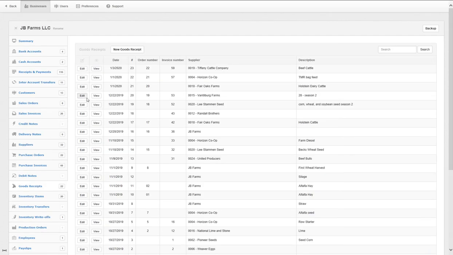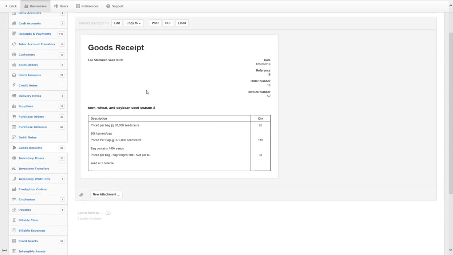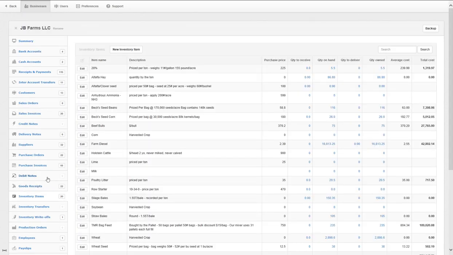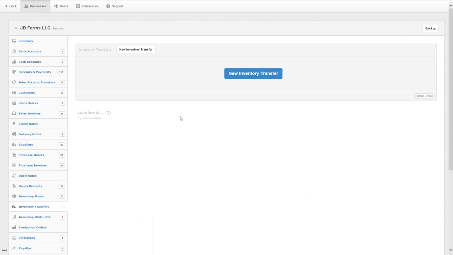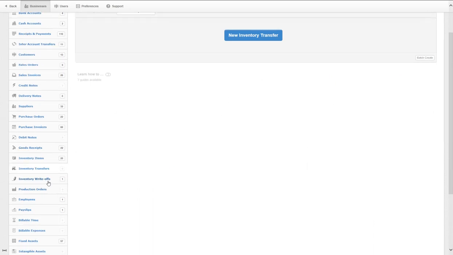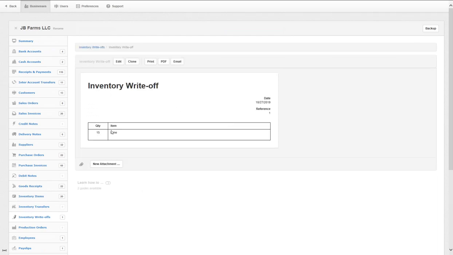Goods receipt, here we go. So this is where I would have received, yep, right there it is, order number 18 for that seed. That was my goods receipt. That just says, hey, this stuff's been delivered to me, and it's now in my inventory. Inventory items here. And then inventory transfers I don't use, but it's there.